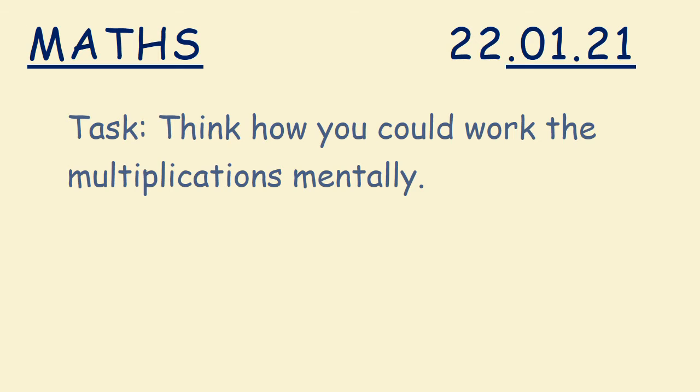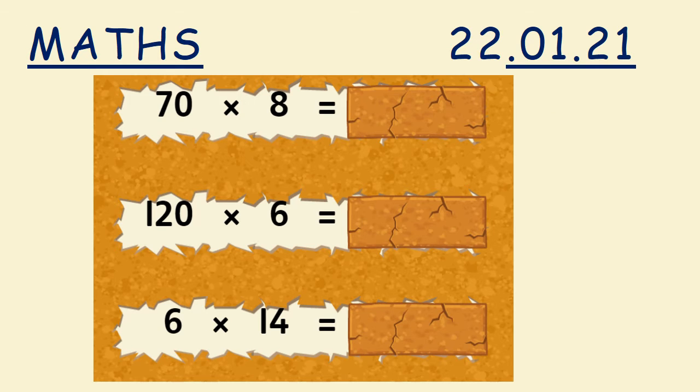Your next task will be to think how you could work out the multiplications on the next slide mentally. Here are the multiplications: 70 times 8 equals, 120 times 6 equals, and 6 times 14 equals. Think what strategies you can use to multiply these numbers.